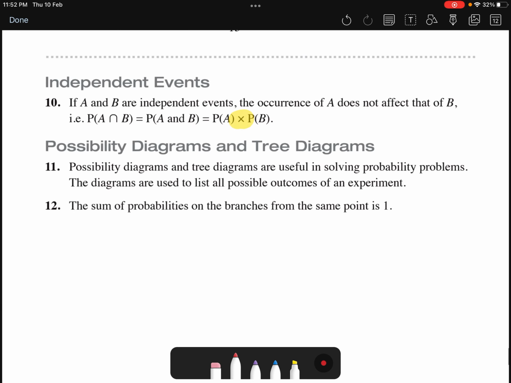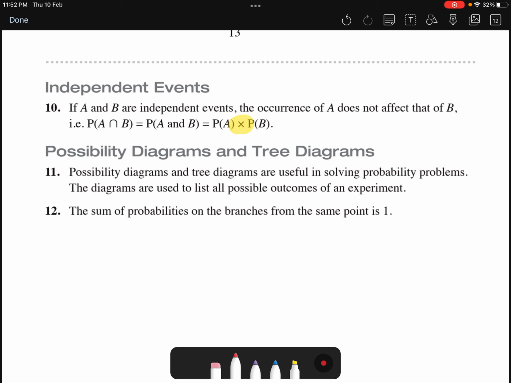Now let's move on to independent events. Independent events are also very important, because normally we are dealing with a lot of independent events, especially when you're using your tree diagram. If A and B are independent, it means they are not interrelated. The probability that A occurs and the probability that B occurs do not affect one another. If they do not affect one another, it means that I can multiply them together.